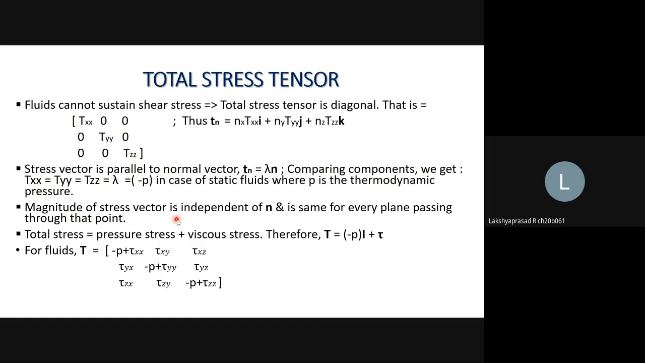The magnitude of the stress vector in the static case is independent of n, the normal vector, whatever direction it is, because it is simply equal to the magnitude of the pressure. The total stress is now pressure stress plus viscous stress, and therefore we can write T is equal to minus P times I plus tau, where I is the identity matrix and tau is the viscous stress tensor. Thus for fluids in general we can write the total stress tensor as shown below: minus P plus tau xx, tau xy, tau xz, and so on.